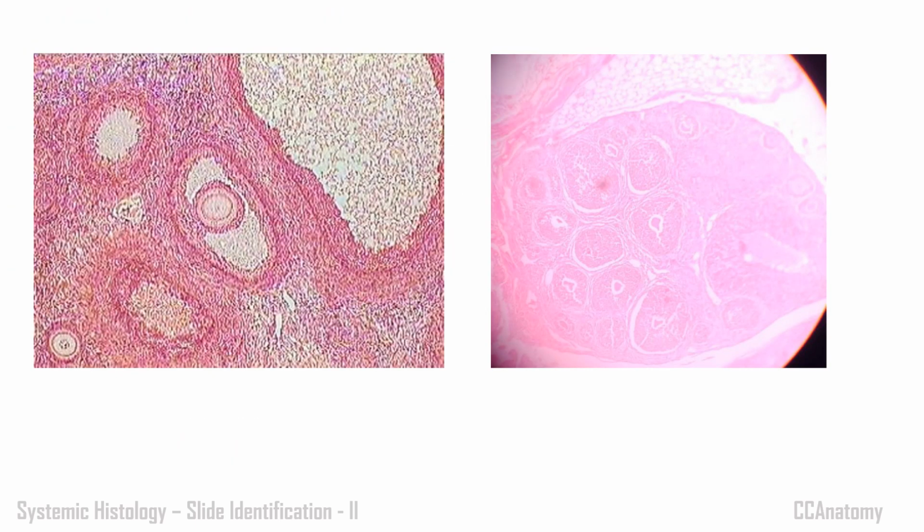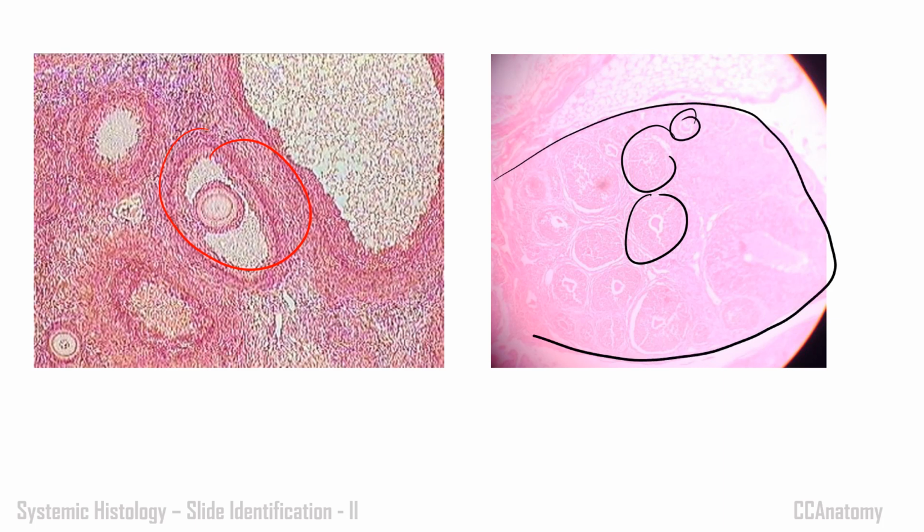Next, see this. Here we have multiple follicles, and you can also make out the overall ovary outline. Yes, this is a slide of ovary, an easy one. You can identify it by seeing the various sizes of follicles.